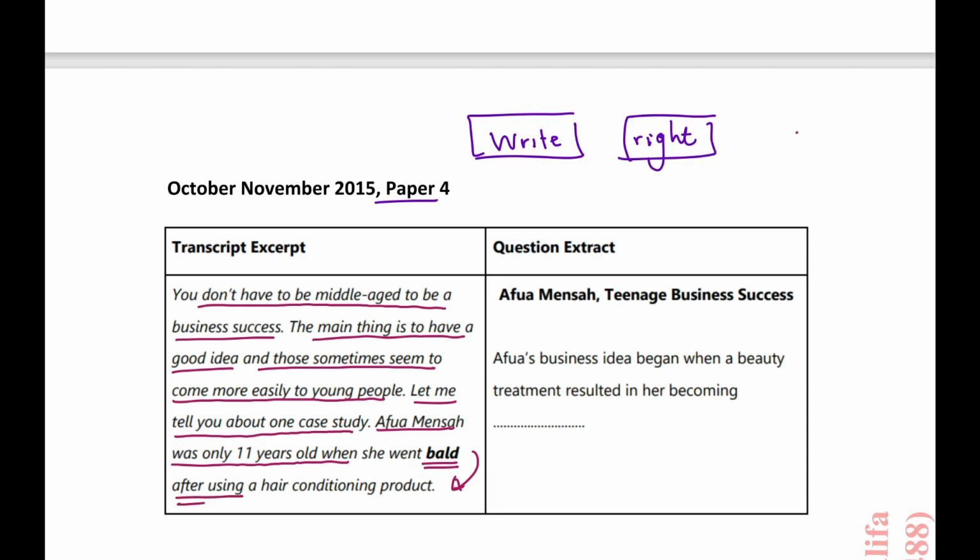After using a hair conditioning product. So try to relate. Do we need bold this bold, or do we need bold this bold? Okay, so what do you think? So let us see the question here. Afua Mensa, teenage business success. Afua's business idea began when a beauty treatment resulted in her becoming what?